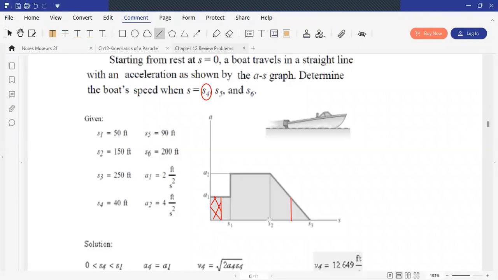Okay, why? Because I know the velocity at point 2 here. So what will be the area here? I have the area of a trapezoid. So you can say that velocity at point 6 squared minus velocity at point 2 squared over 2 is equal to the area under the curve, which is the area of a trapezoid. And you can find it by geometrical calculation directly.